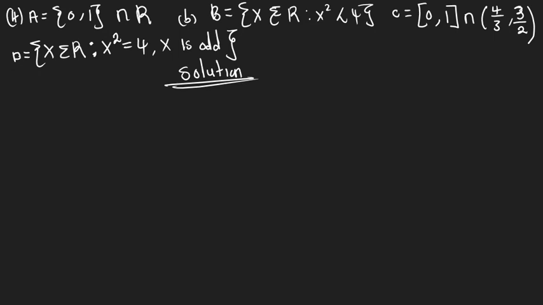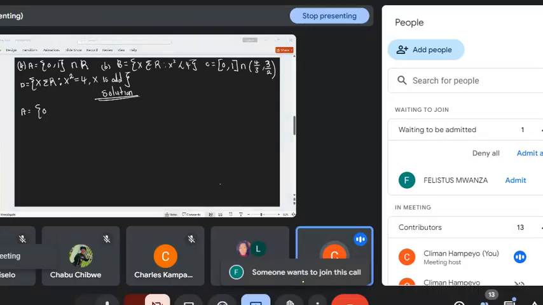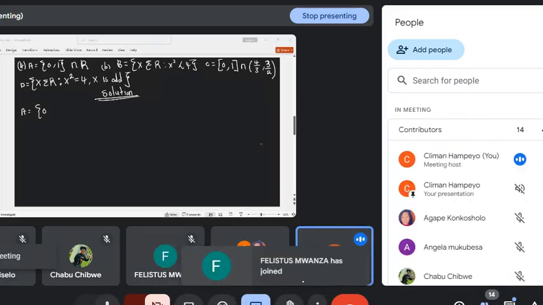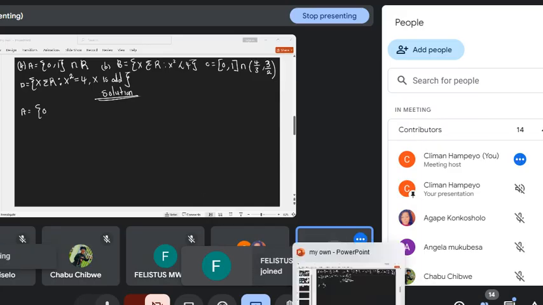Okay. I'll be very quick. The first one. Who is this one who wants to join this class? Felicitas Mwanza. Some of you, I don't even know you. You've never joined my class.